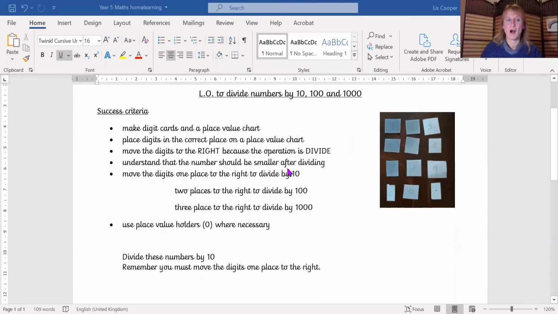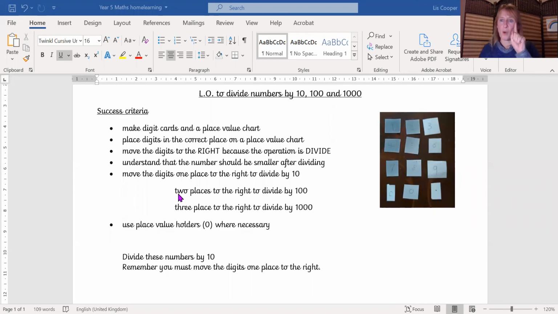So let's go back to our success criteria. Make digit cards and a place value chart. Do it, don't be lazy. Place the digits in the correct place on the place value chart. Look carefully at what you've got to do. Move the digits to the right because the operation is to divide. Understand that the number should be smaller after dividing. If it's bigger, you've gone the wrong way.